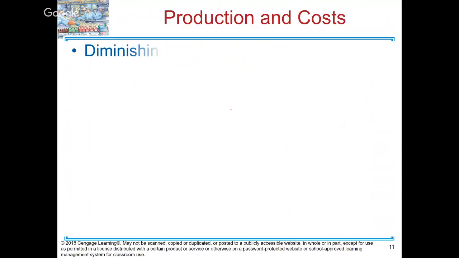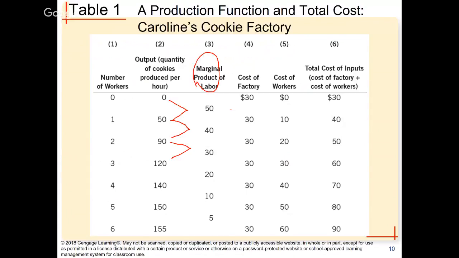And you can actually see that from here. Let me go back to the table here. See, on the first worker, our marginal product is 50, and then becomes 40, and then 30, and then 20, and then 10, and then 5. So the marginal product for each worker is going down as you hire more and more people into the company. That's called a diminishing marginal product.